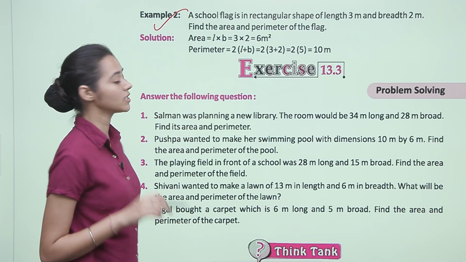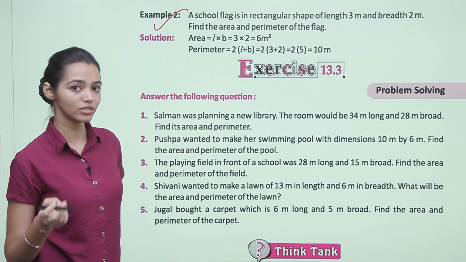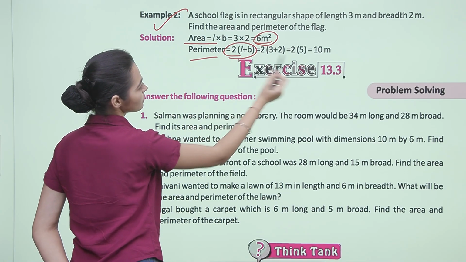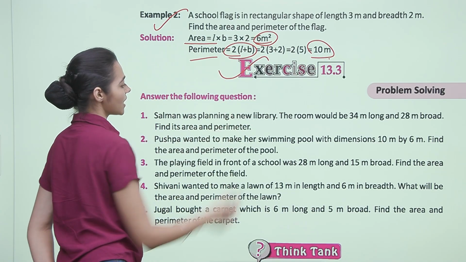Now in the second example, a school flag is in rectangular shape of length 3 meter and breadth 2 meter. So area is length into breadth, 6 meter square, perimeter is 2 into length plus breadth, that is 10 meter. Now let's start with exercise 13.3.